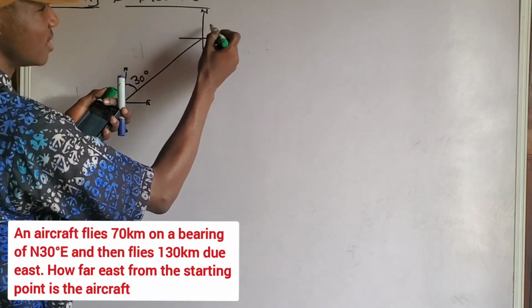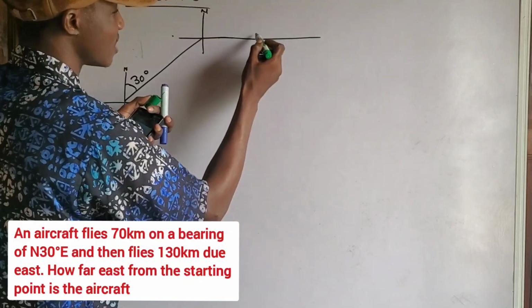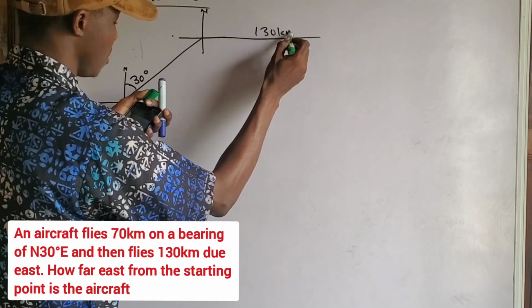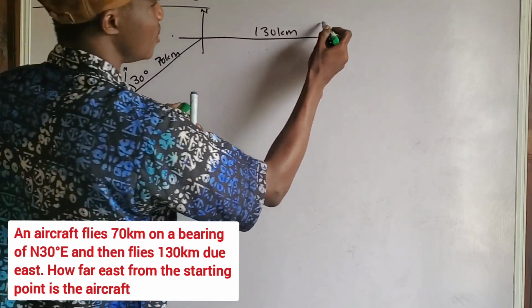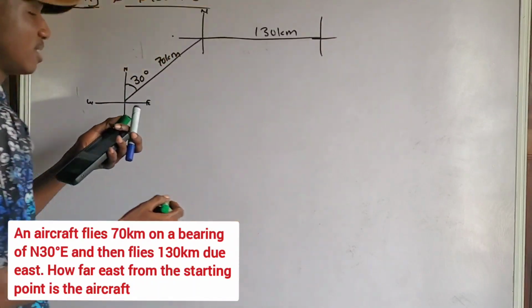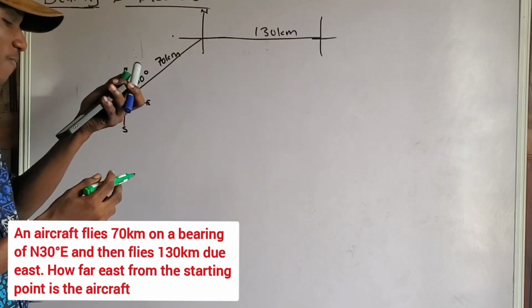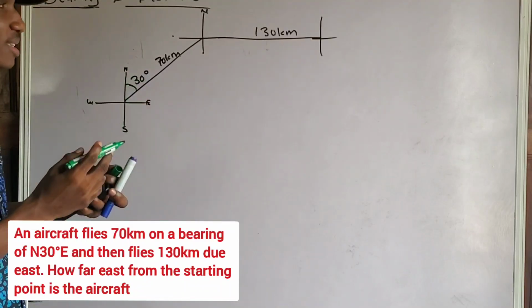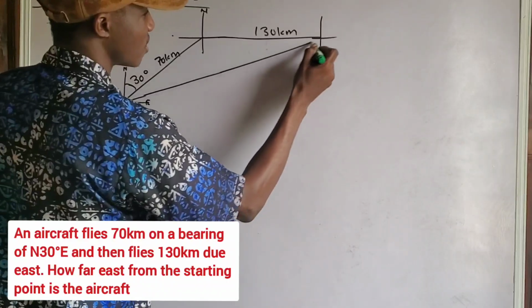And we know that this is north, this is south, this is west, and this is east. So 130 kilometers, and this is 70 kilometers. Okay? Draw the cardinal point. Now, the goal of the question is to calculate how far east from the starting point the aircraft is. So this is what we are looking for. We are looking for this distance.